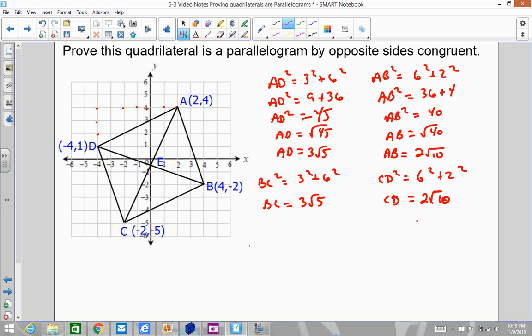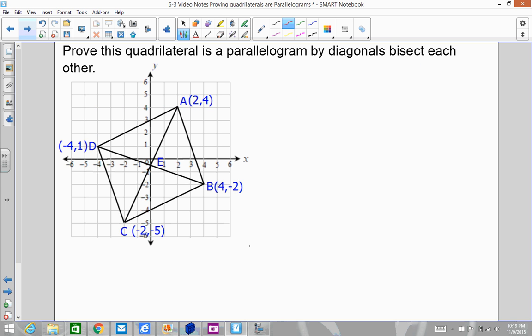So I can say that AD is congruent to BC, and that AB is congruent to CD. And so then I've just proven that the opposite sides are congruent. I would have to say the one we did before this had less work than this one.